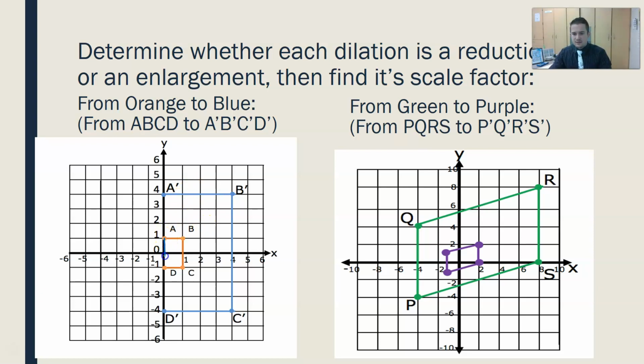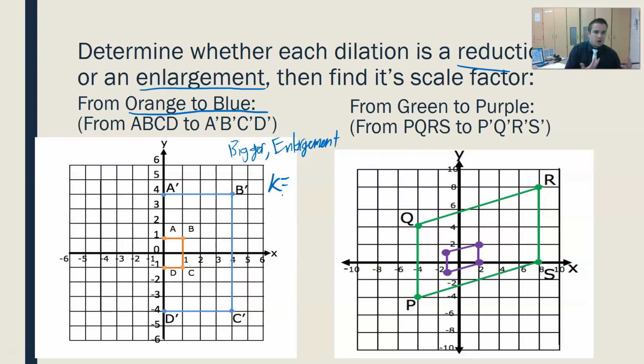So I have this, it says from orange to blue. So on my screen we have rectangle A, B, C, D, and then I dilate that image to give me A prime, B prime, C prime, D prime. That's how I would say that. So first of all, is this a reduction or is this an enlargement? Well, I'm going from orange to blue. I'm getting bigger. So this is going to be an enlargement. So right off the bat, I know that my scale factor k is going to be bigger than 1. So it's either going to be like twice as big, or 3 times as big, or 4 times as big.